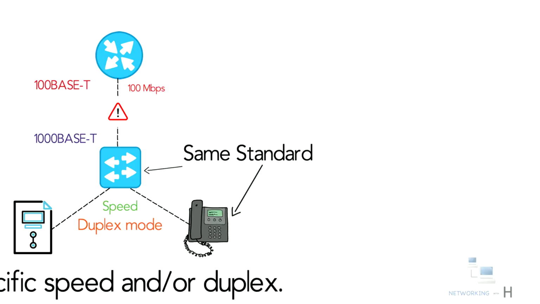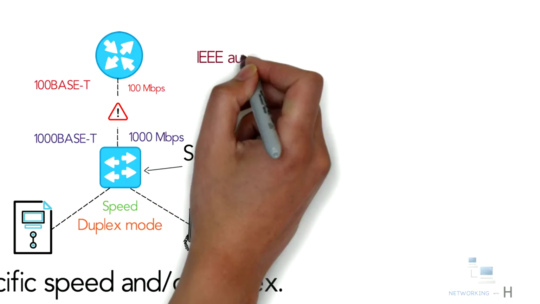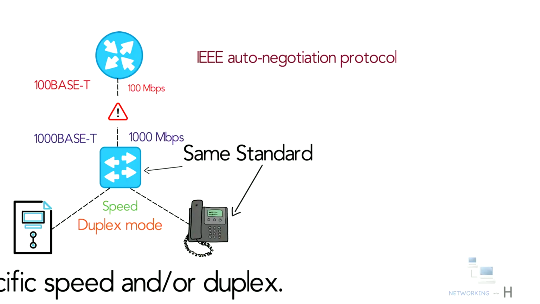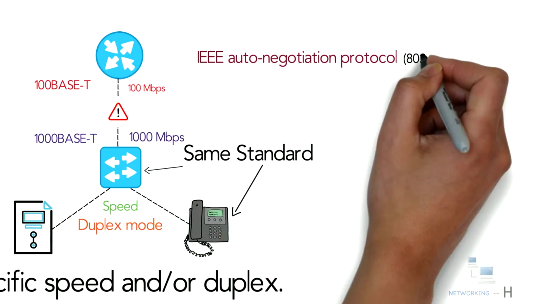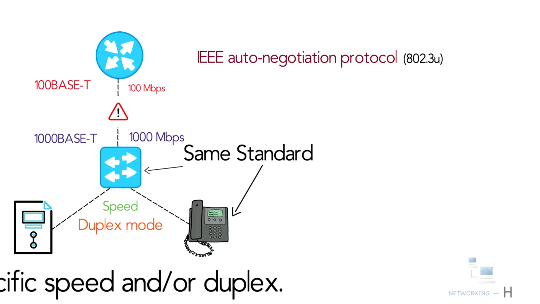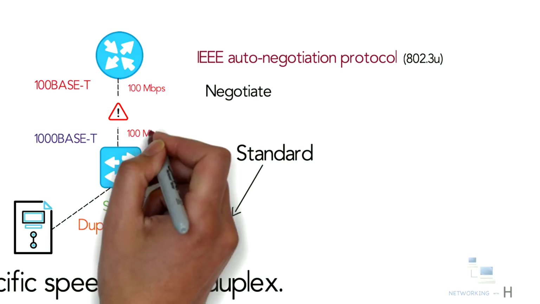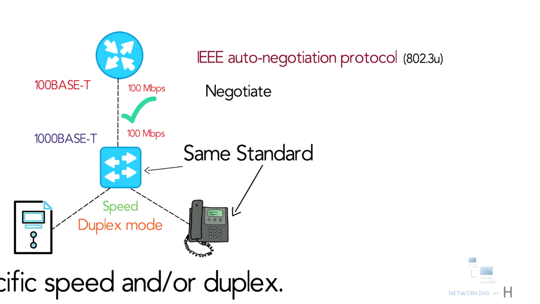The IEEE Auto Negotiation Protocol, also known as 802.3u, helps make it easier to operate a LAN when NICs and switch ports support multiple speeds. IEEE Auto Negotiation defines a protocol that lets the two UTP-based Ethernet nodes on a link negotiate so that they each choose to use the same speed and duplex setting.